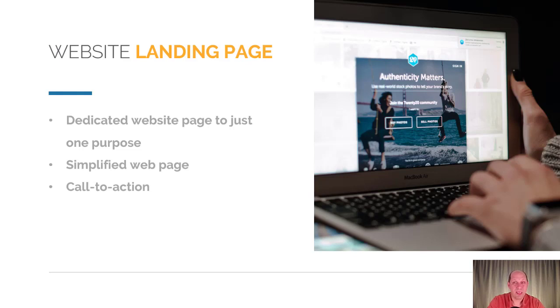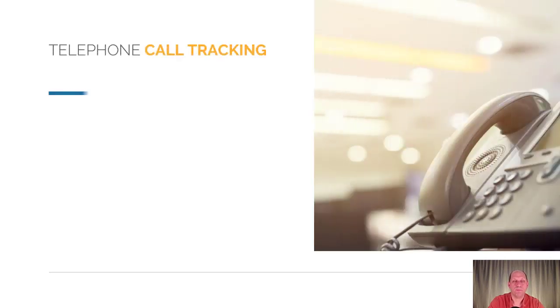A website landing page is another place where conversion rate optimization can be looked at. This could be a dedicated web page just for one purpose, for example, getting a quote or signing up for a service or a product. The key about a website landing page is it can be a simplified web page. You don't have to have all the information you might need on your homepage. And you can really focus on a single call to action. Once they go to the page, say from an internet ad, what do you want them to do once they're on that page?